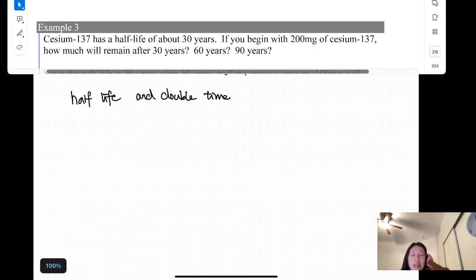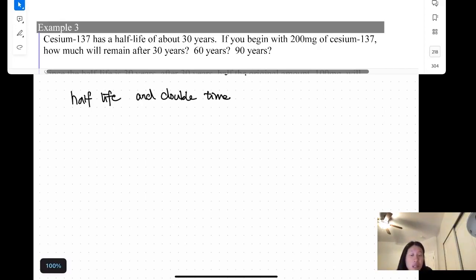So for example, in this one, Cesium-137, the 137 is not a meaningful number, it's just the name of that cesium, has a half-life of about 13 years. So if you begin with 200 milligrams of cesium-137, how much will remain after 13 years, 26 years, and 39 years? It tells you that the half-life is 13 years.